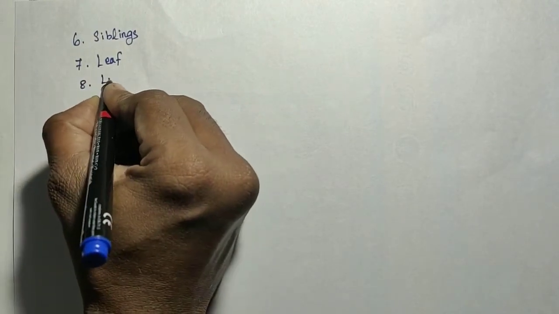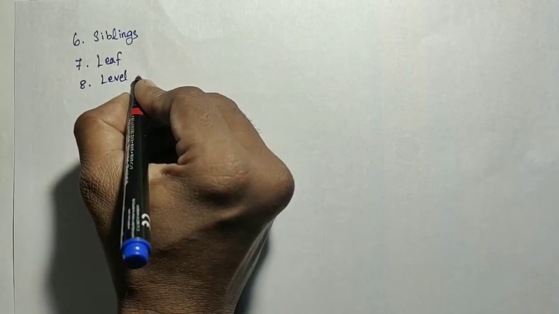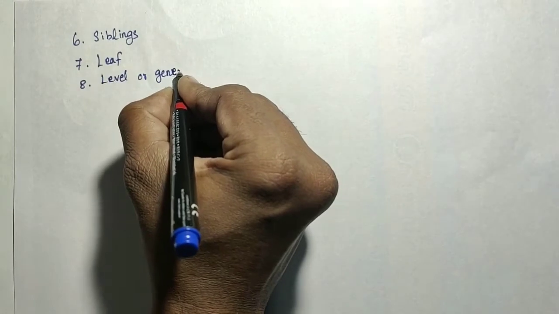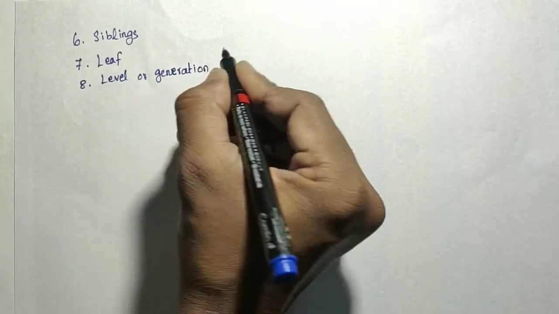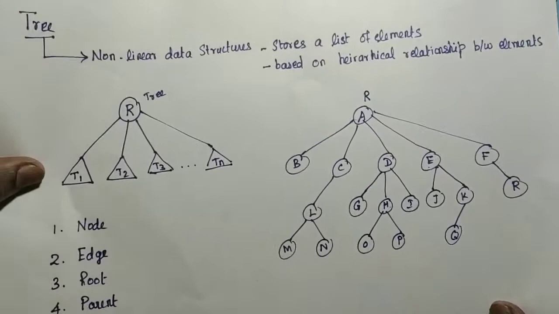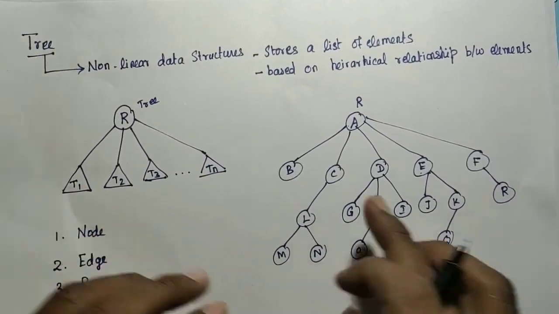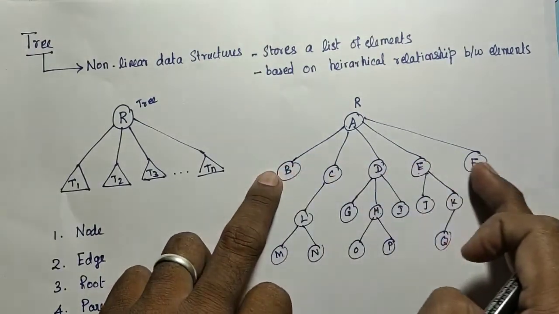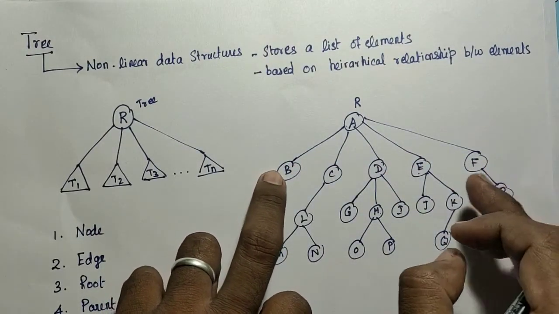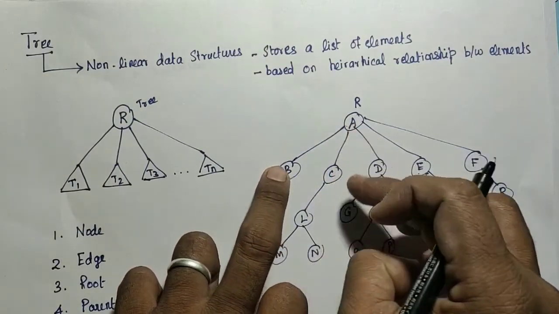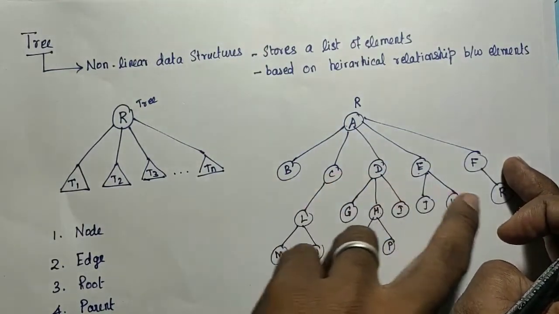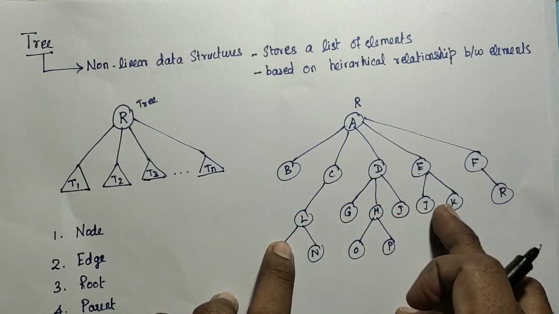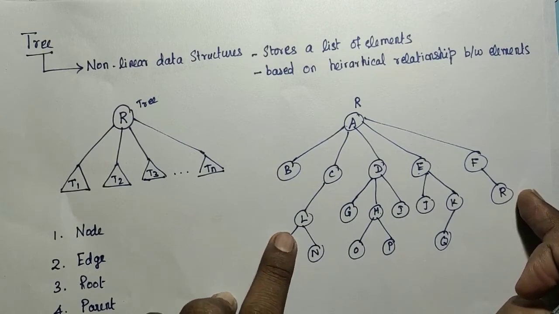And level or generation. We can say that all these B, C, D, E, F are in the same level, or we can say that they are in the same generation. The first generation is the root, the next generation is B, C, D, E, F. The next generation is L, G, H, I, J. These are all in the same generation or same level.